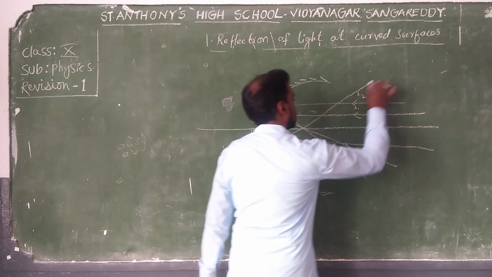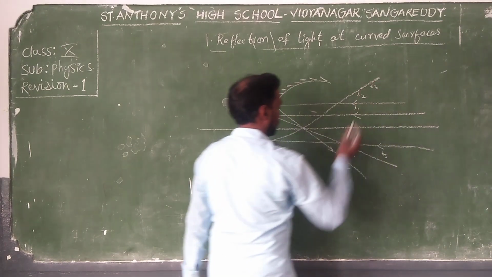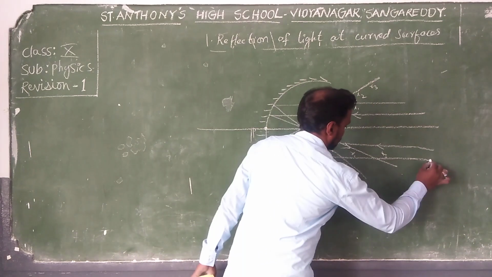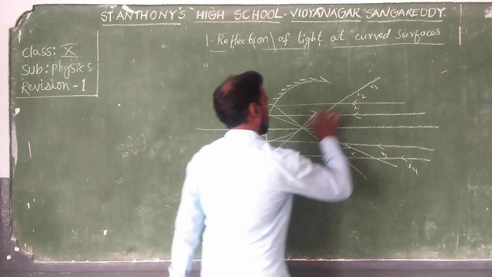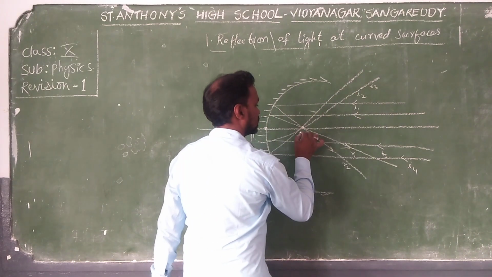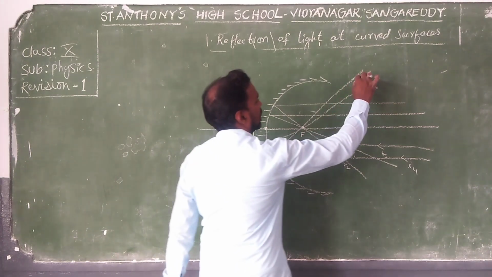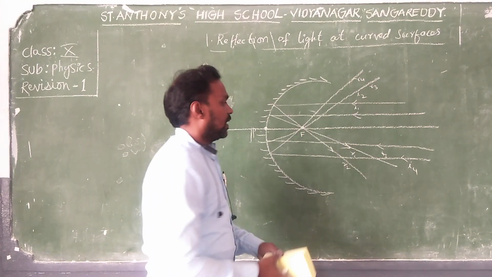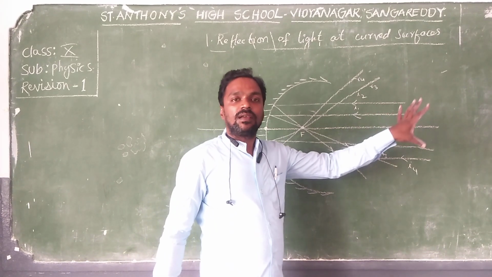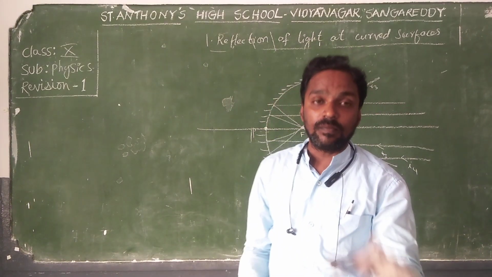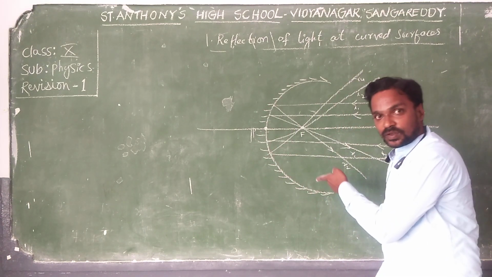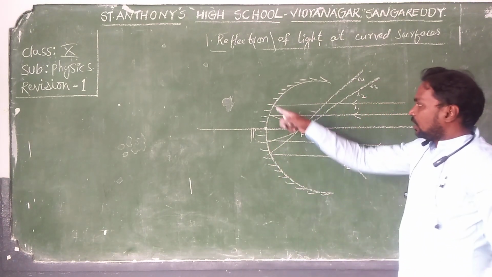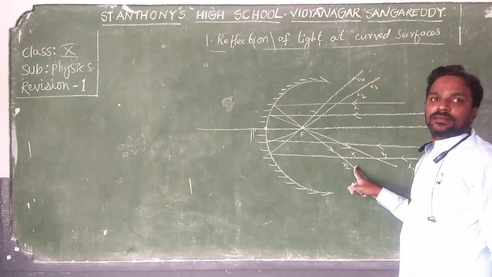Now they are going like this, R3. The last one, let us take I4, that will be going like this. This is the focus, so this is R4. Now 4 light rays are coming parallel to the principal axis. After hitting the curved, polished surface, they are traveling through the focus.